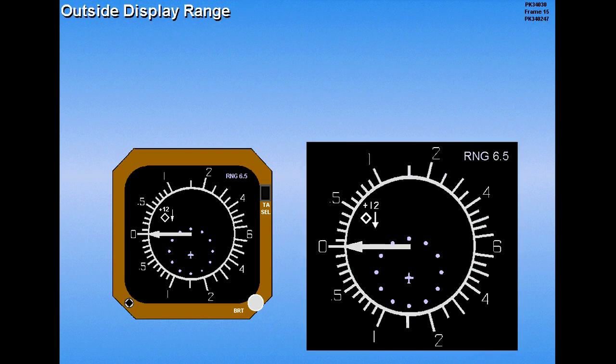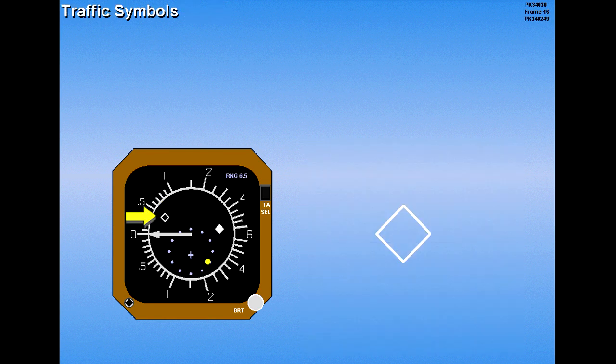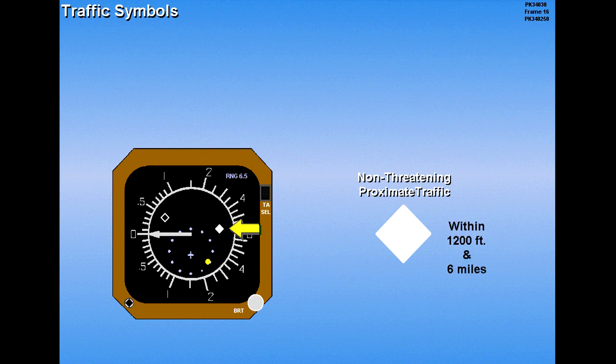TCAS traffic is displayed at the appropriate bearing in relation to the fixed aircraft symbol. Traffic outside the display range will be shown as half the appropriate symbol. A hollow white diamond on the VSI indicates non-threatening traffic. A solid white diamond indicates non-threatening nearby traffic within 1,200 feet altitude and 6 miles range.